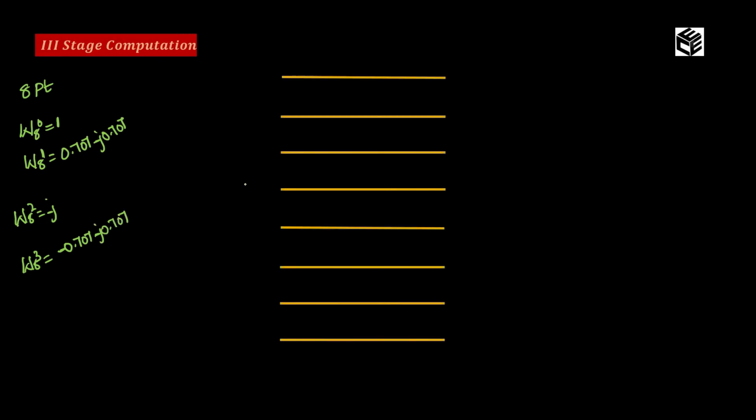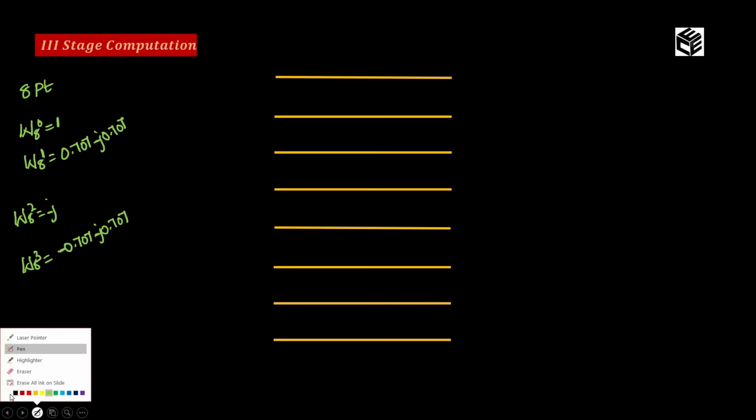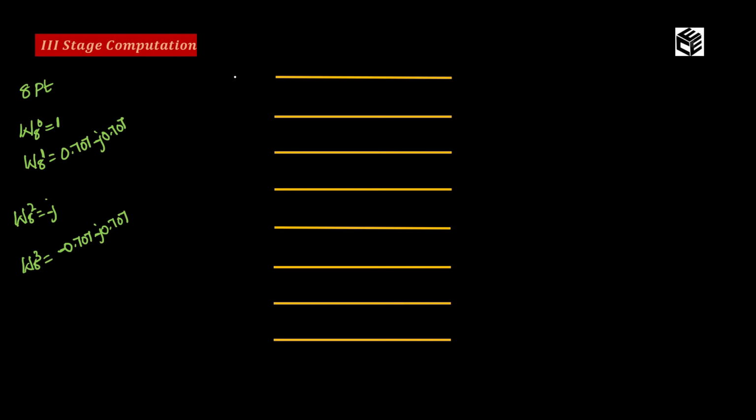Okay. So in third stage computation, what are the important points to remember? So here it is an 8-point computation, correct? And here we will be having 4 Twiddle factors. That is W8 power 0 is equal to 1. W8 power 1 is equal to 0.707 minus j 0.707. W8 power 2 is equal to minus j. W8 power 3 is equal to minus 0.707 minus j 0.707. Understood? Now let me draw the lines. Okay, I'm going to give the inputs first. Output of the second stage will be the input of the third stage.